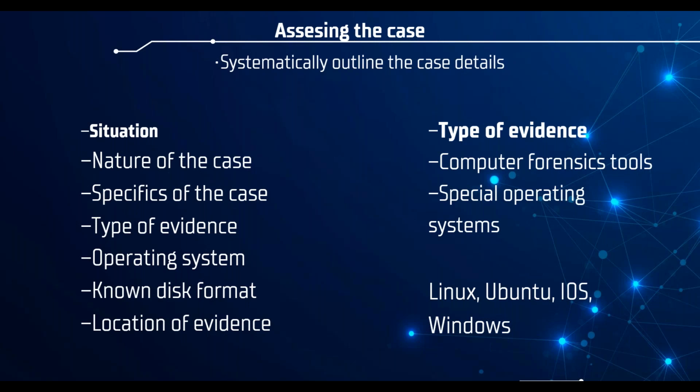We need to establish chain of custody. So I provide them with a checklist to look at the evidence. What do we have? What are we trying to prove in that case?